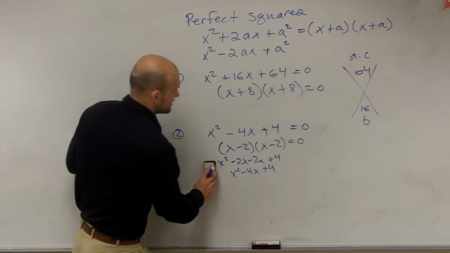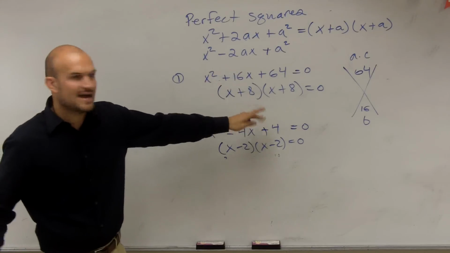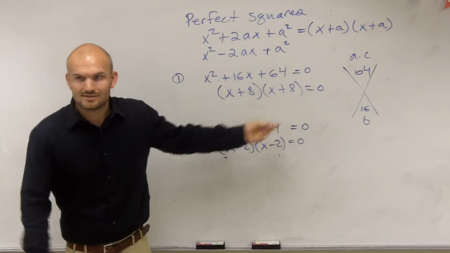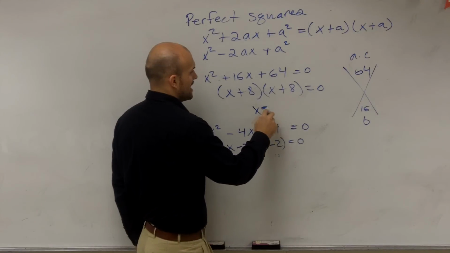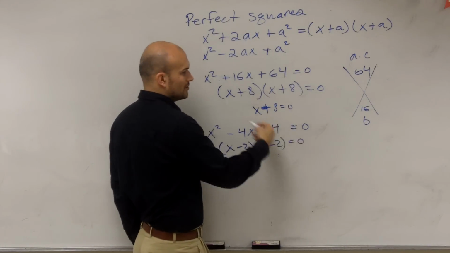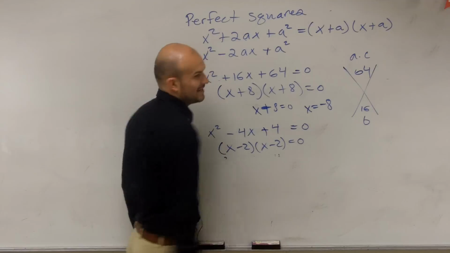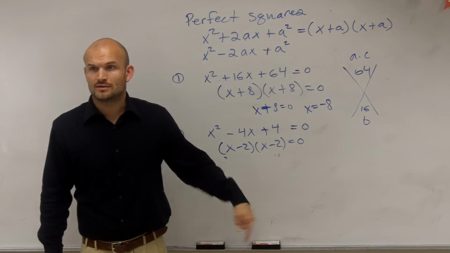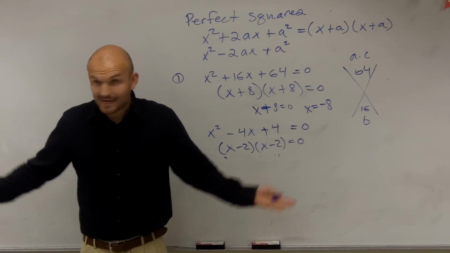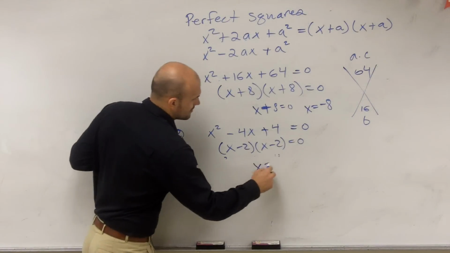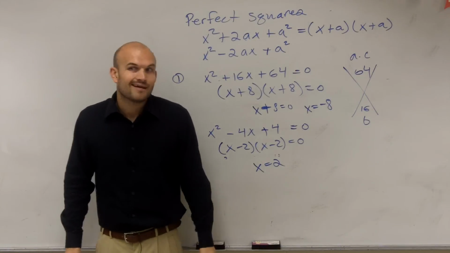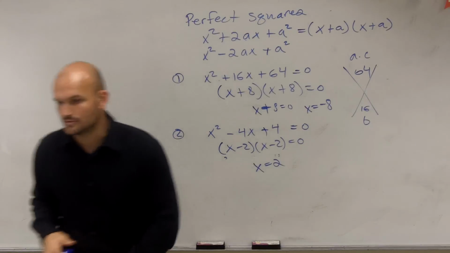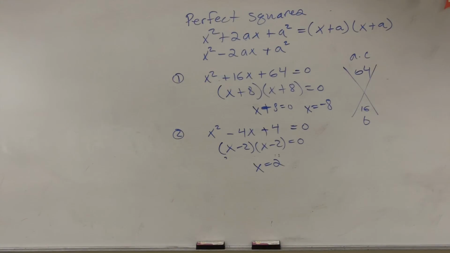However, I did set them equal to 0. So after we factor, we set them both equal to 0. But do you notice it's the same thing? So we can just say x plus 8 equals 0 for both of them. Therefore, x equals negative 8. Do you remember we talked about one solution, Emma? Remember you asked when does it have one solution? What's our only solution here? Negative 8. And for this one, x equals 2. So do we have two solutions? No, we only have one. So that is a little technique you can use. Not too bad.